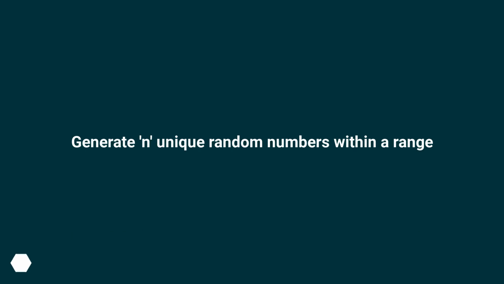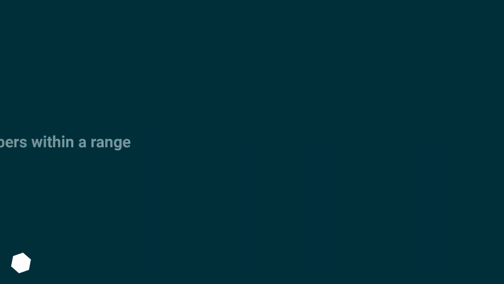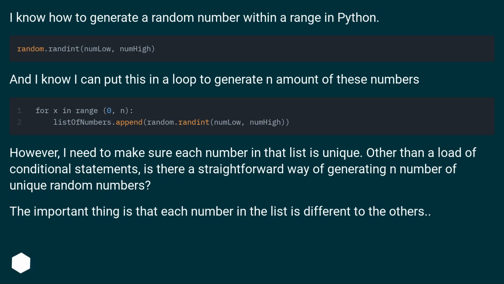Generate n unique random numbers within a range. I know how to generate a random number within a range in Python. And I know I can put this in a loop to generate n amount of these numbers. However, I need to make sure each number in that list is unique. Other than a load of conditional statements, is there a straightforward way of generating n number of unique random numbers?